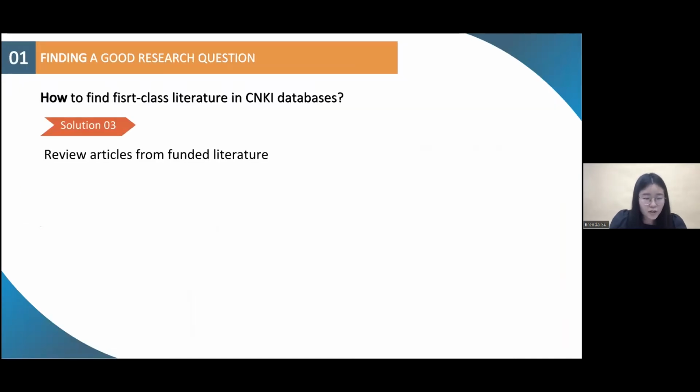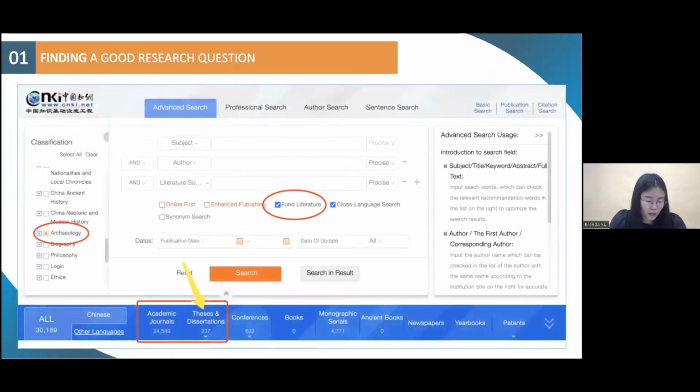Well, besides core journals, another source also worth our attention is funded literature. This literature refers to research outcomes funded by the government. And this funded literature, to be honest, is very hard to get, and the standards are quite strict. So only top scholars and professors from prestigious universities and research institutes can successfully get these funds and conduct research accordingly.